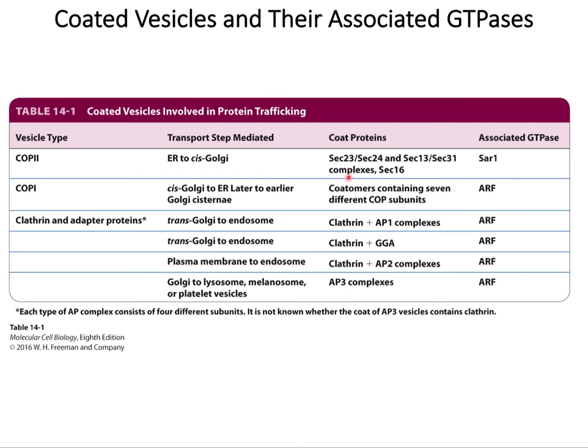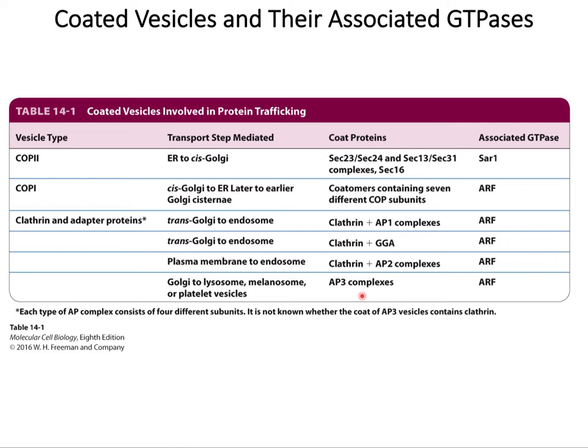So here is a table that shows that actually not just the coatomer coats, but also clathrin coats have some kind of associated GTPases. In the case of COP2, the associated GTPase is known as SAR1. In the case of COP1 and the clathrin-coated vesicles, the associated GTPase is ARF, known as the ADP ribosylation factor. So let's see how each of these functions in the formation of these coats.